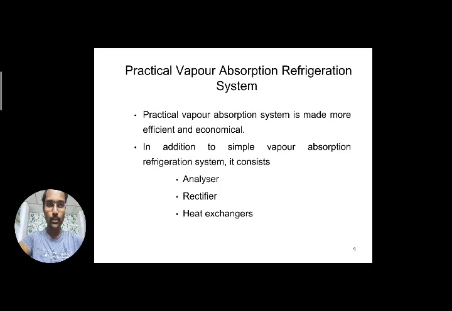We will discuss these three components additionally: what the need of each is, and how the system becomes more efficient and more economical by using these additional equipments with the ideal vapor absorption system. If you use these components additionally, it helps to run the system practically. So it is a practical vapor absorption refrigeration system, right?